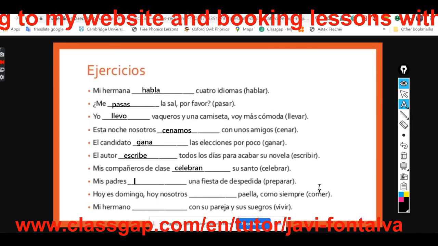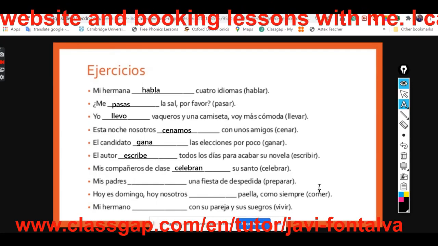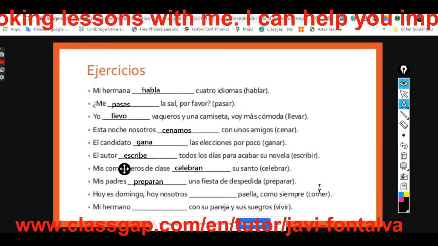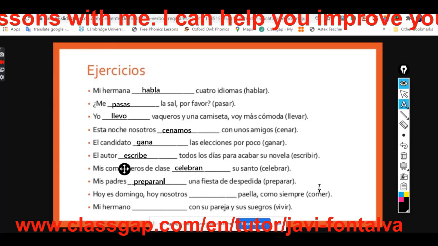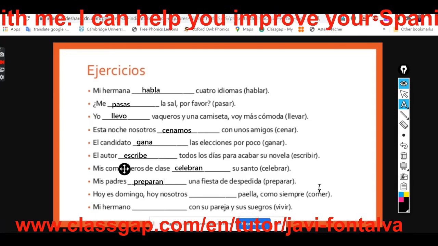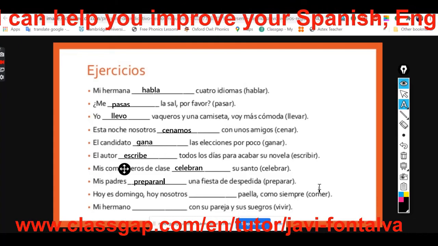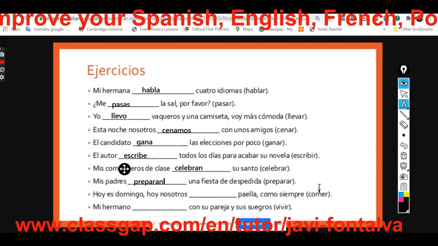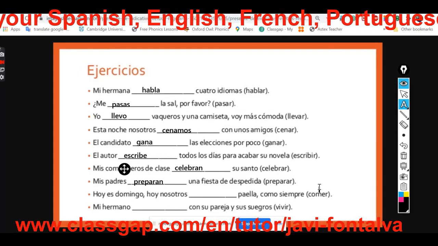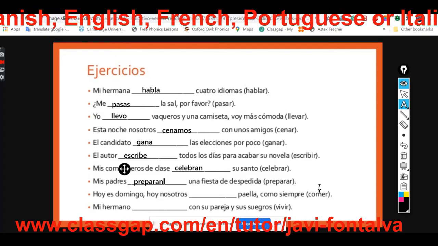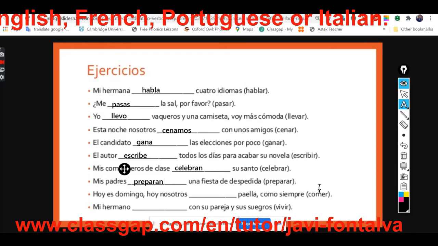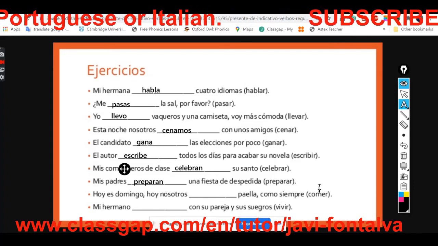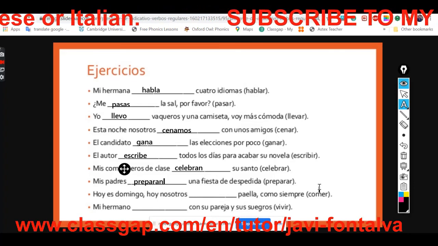Mis padres preparan una fiesta de despedida. What does this mean? My parents prepare for a party. What's despedida? I forgot that. What does despedirse mean? Despedida means to say goodbye. So what is a farewell fiesta? A farewell party. Exactly. My parents prepared a farewell party.